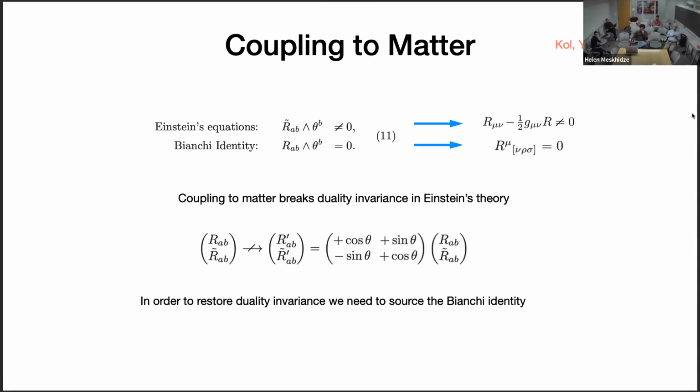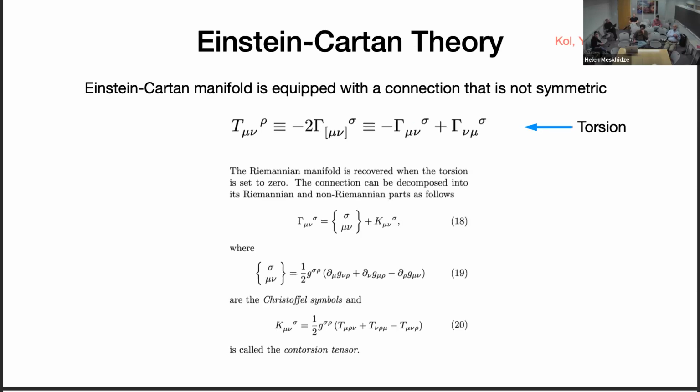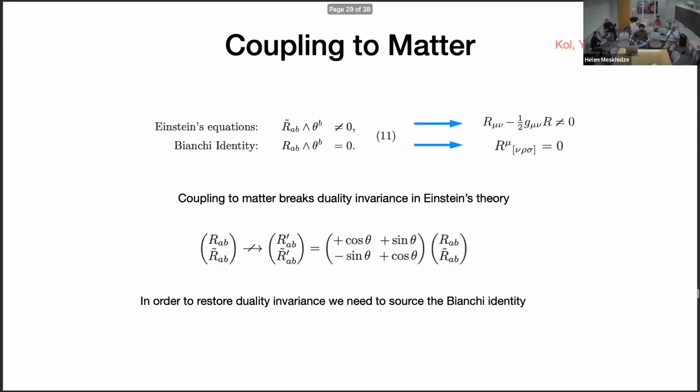So what do we do to restore duality? We need to source the Bianchi identity again, and we have heard from Ellen a few weeks ago about how to do that with the Einstein-Cartan theory. So in fact, that's one of the reasons that we set up this talk because of this connection. Actually, can you explain that a bit more? Yeah, I'm going to explain. Because if you can do it in Maxwell, what's stopping you here?